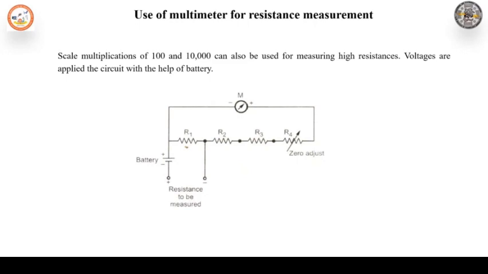Now the circuit takes the form of a variation of the shunt type ohmmeter. Scale multiplications of 100 and 10,000 can also be used for measuring high resistances. Voltages are applied to the circuit with the help of a battery.